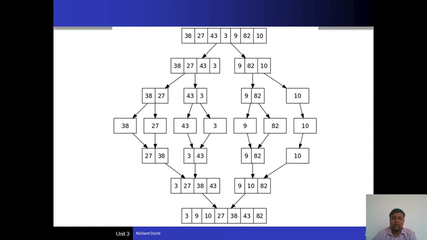So that's why, either it is the best case, worst case, or average case, the complexity of merge sort will remain the same. It remains unchanged. It is n log n. That is the reason.